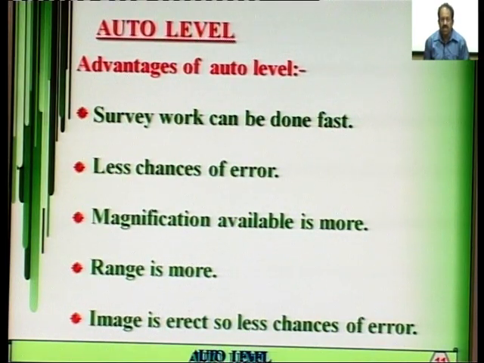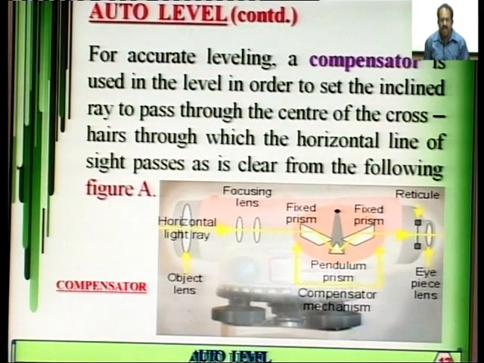So, these are some of the other advantages, or we can sum it up in such a way that survey work can be done very fast when we use an auto level, and there are less chances of error. Magnification available is more, that is, we can see the object more clearly, and a more magnified image is seen by using auto level. So, range is more. Next is the image is erect, we do not find an inverted image. So, fewer chances of errors are there.